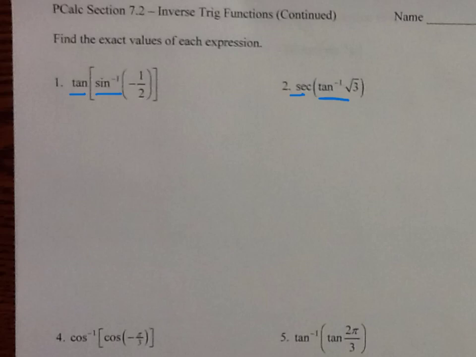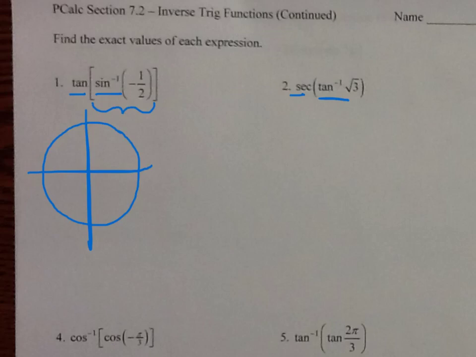So I'm going to draw out circles for each of these, and you can choose whether you want to do that or not. Let's do the inside part first. Inverse sine of negative a half. You have to remember, inverse sine can only be between negative pi over 2 and pi over 2. So when I do negative a half, I can only be looking at the fourth quadrant here. So my theta is in here. I have negative 1 over 2.